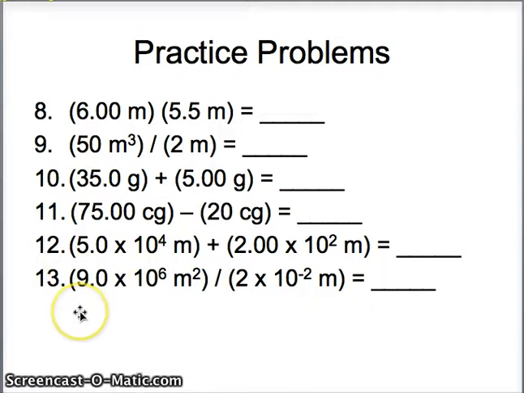Now, numbers 12 and 13 require you to know some basic math using scientific notation. If you haven't done so already, you might want to go back and look over the scientific notation lecture notes. So pause, try it out. If you have any questions or want to check your answers, we can do that during the group discussion on Tuesday and on Wednesday. Okay, all right, good luck.